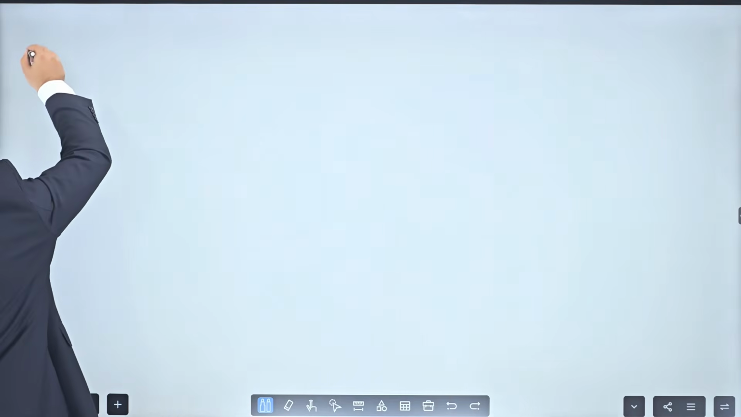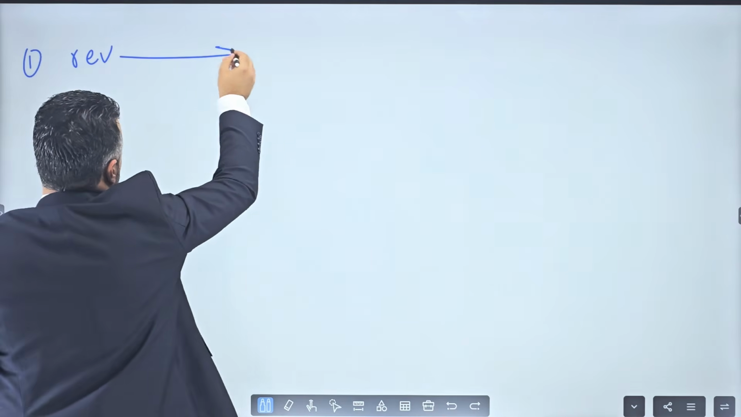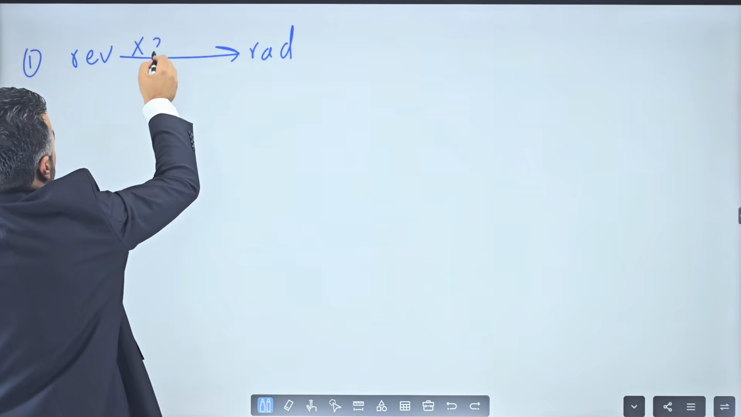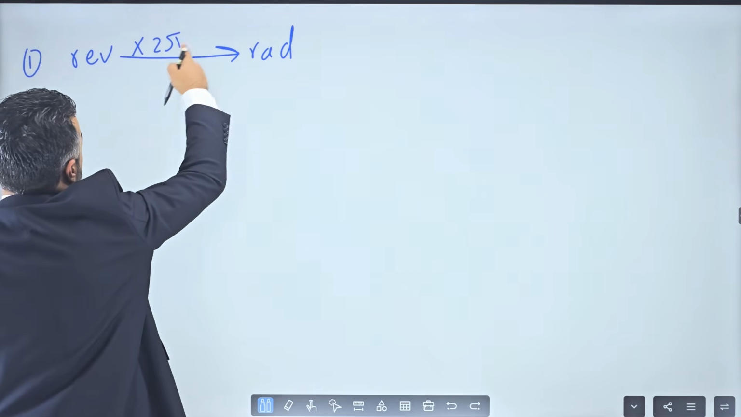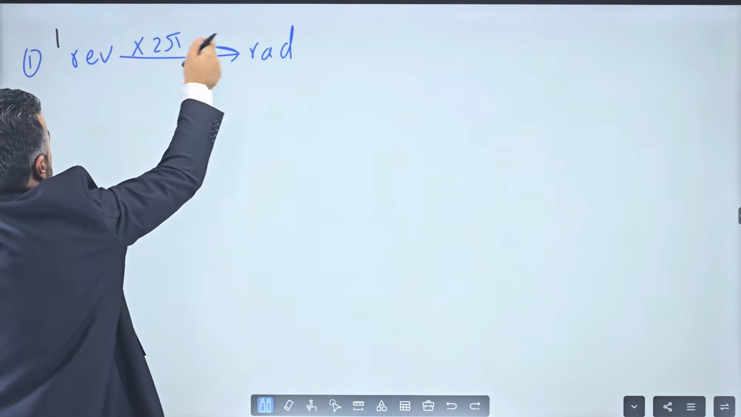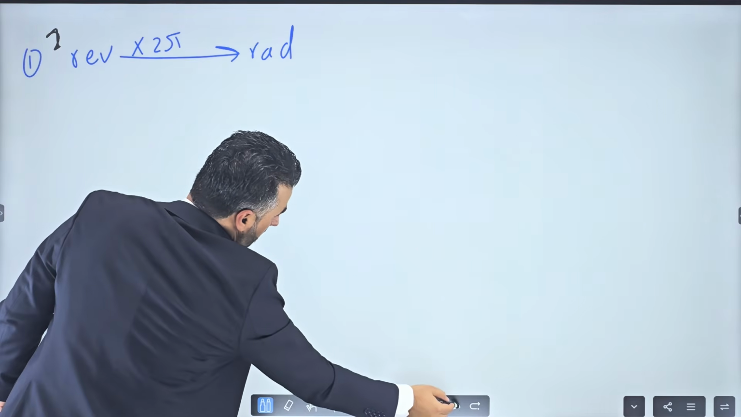So if I want to convert revs to radians, all I have to do, just remember, is multiply by 2 pi, because every rev is equal to 2 pi radian. For example, 1 rev is 1 times 2 pi, 2 revs is 2 times 2 pi, and on and on.